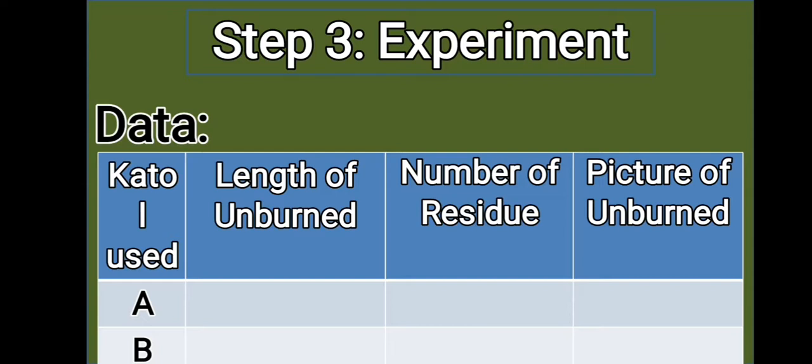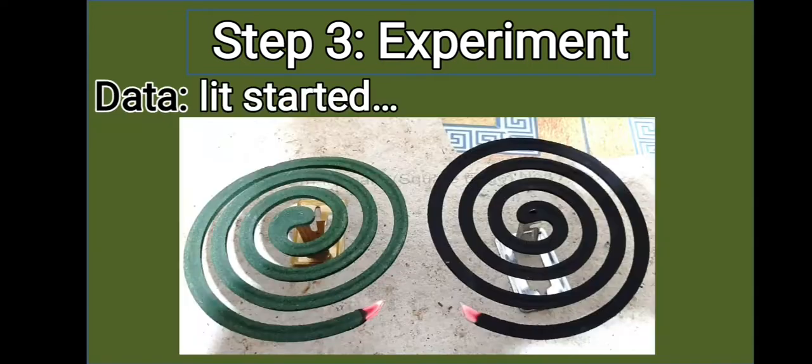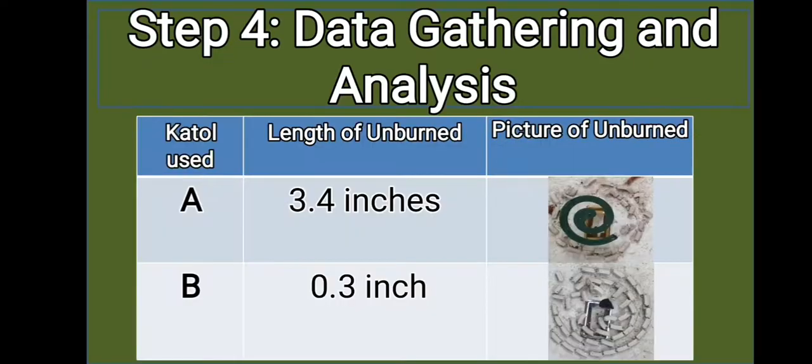So in this experiment, I want to measure the length of the unburned part and, of course, take a picture of the unburned part. Okay, so now I have the experiment ready to be done. When I am conducting the experiment, I also need to make good observations about it. These good observations are what is required in step 4, data gathering and analysis. While you are conducting the experiment, you need to observe what is happening.